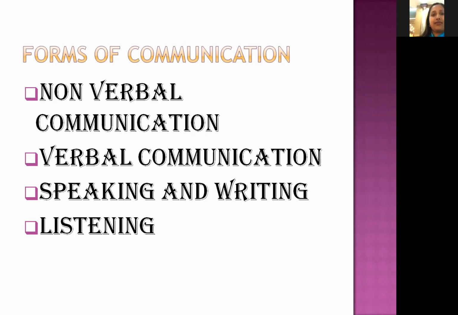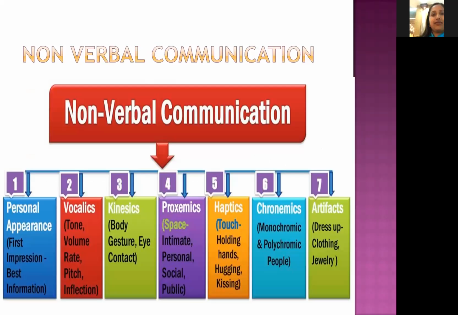So let us understand with the first, non-verbal communication. Non-verbal communication is a primitive form of communication that does not involve the use of words. It rather uses gestures, cues, vocal qualities, spatial relationships to convey a message. So non-verbal communication, when combined with verbal communication, makes a presentation more effective and has greater impact on the audience. Let us discuss the kinds of non-verbal communication.